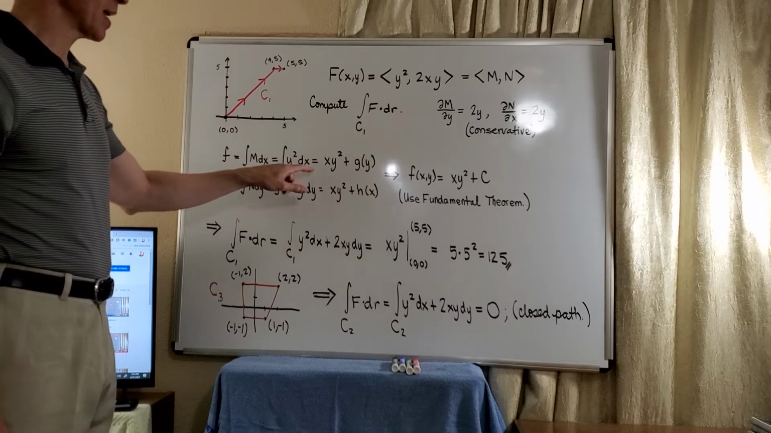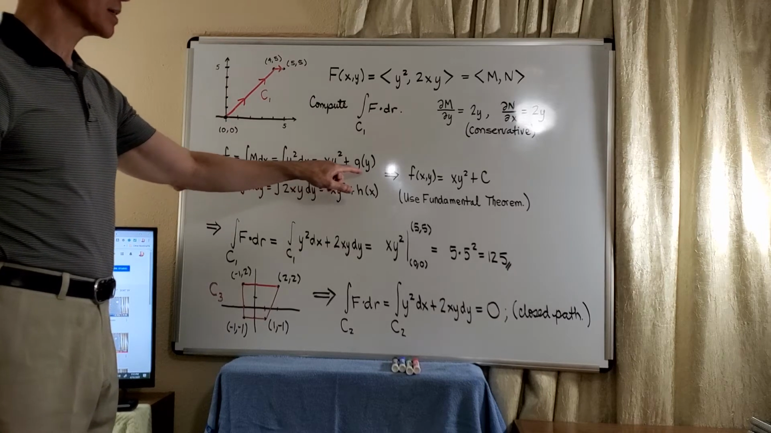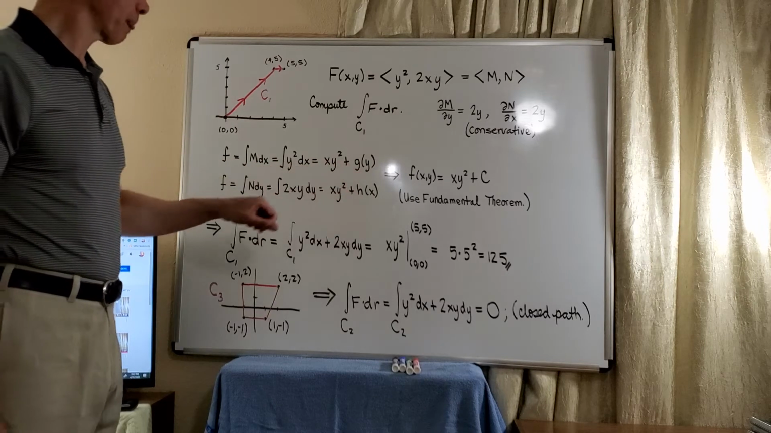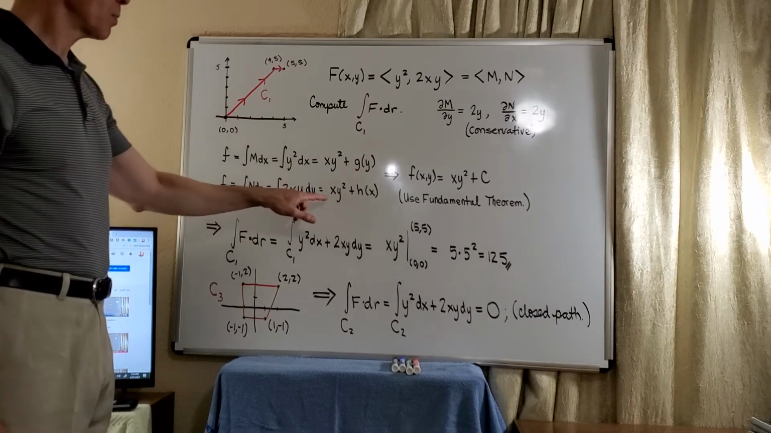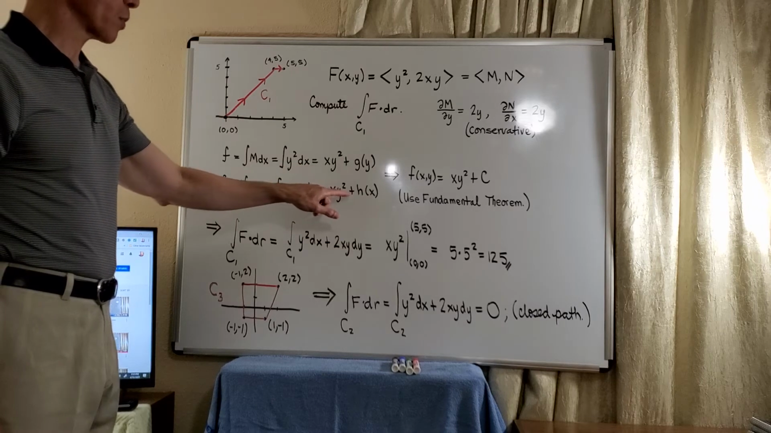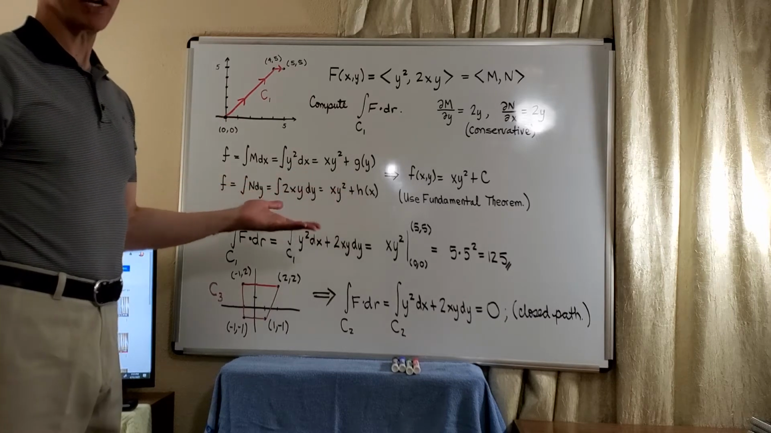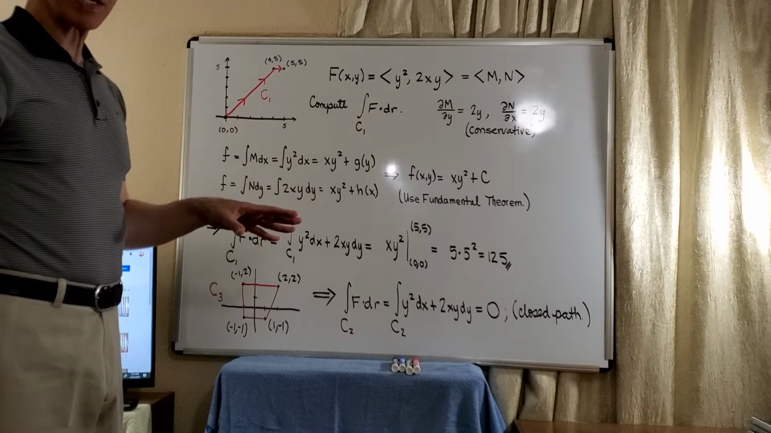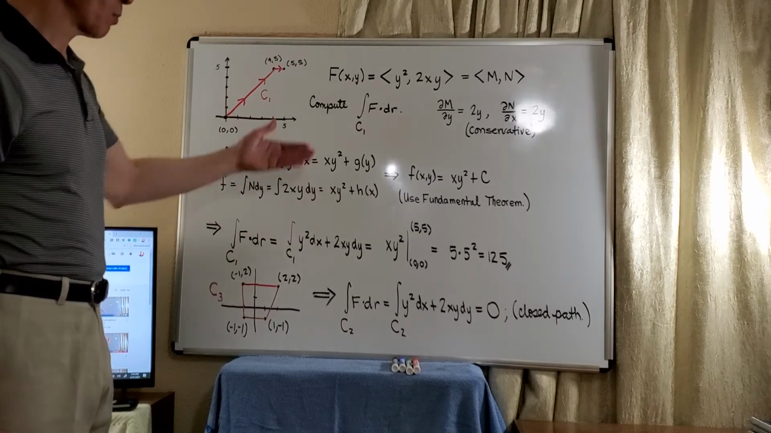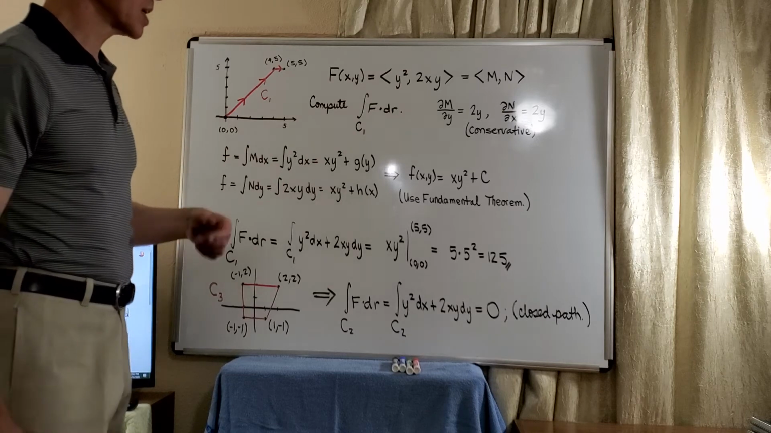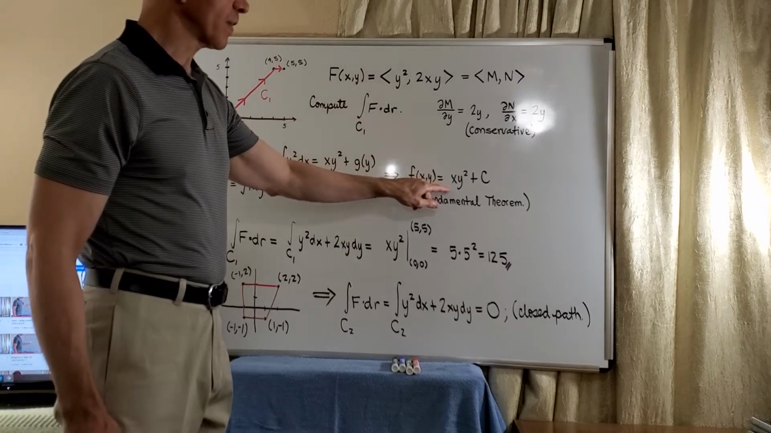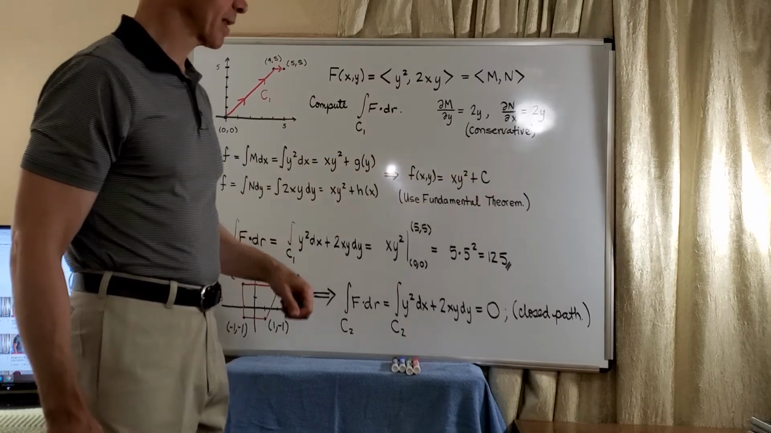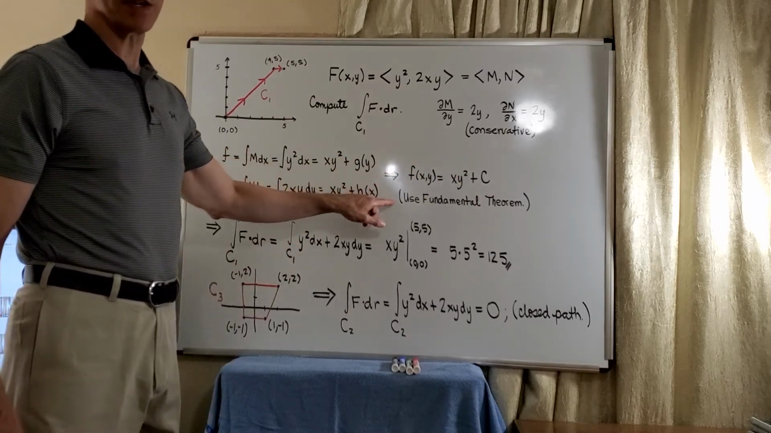And upon doing that, we get xy squared plus some constant that could be a function of y. And then in the second integral, we get the same term, xy squared plus a constant that could be a function of x. So again, less formalism, but we still get what we need. So by comparing these two equations, we see that our potential function has to be xy squared plus an arbitrary constant. Now, what I've written here is use the fundamental theorem.